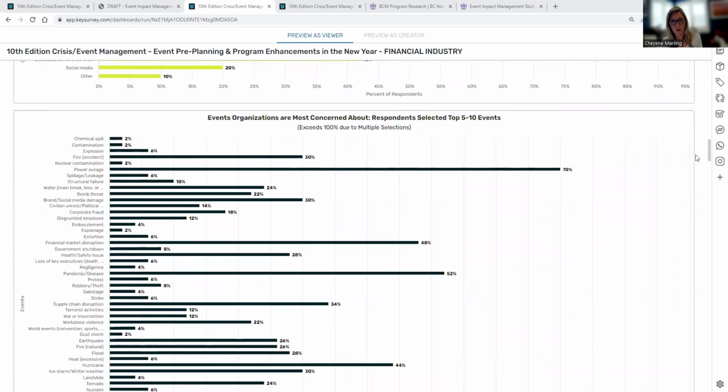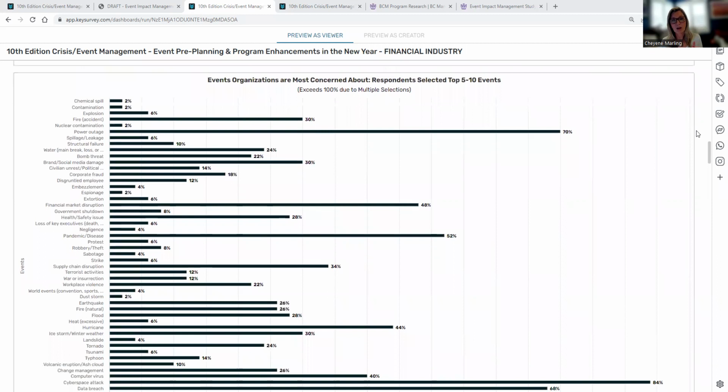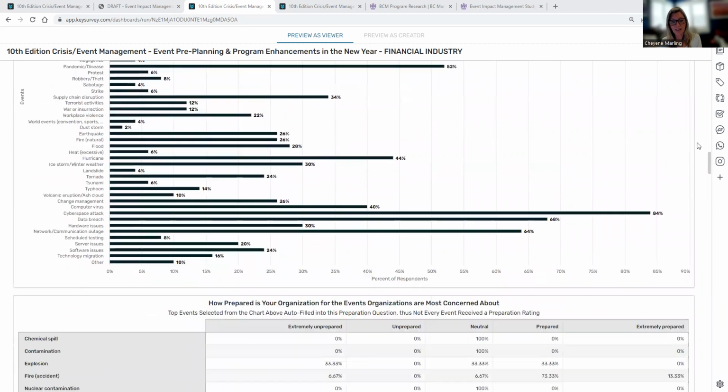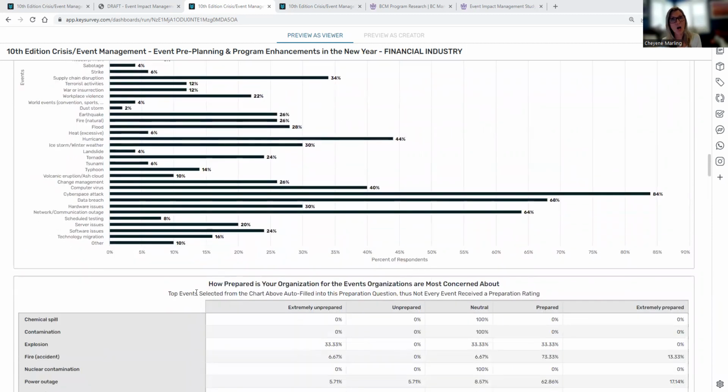The events that organizations are most concerned about, these aren't the events that necessarily happen, but they're most concerned about. Again, we're on the pre-planning efforts. This question does auto-populate into the next question of how prepared that organization is. So one key thing to really watch out for is, for example, only 2% indicated dust storm. So only 2% of the respondents who selected dust storm auto-populates into the next question: how prepared are you for a dust storm?